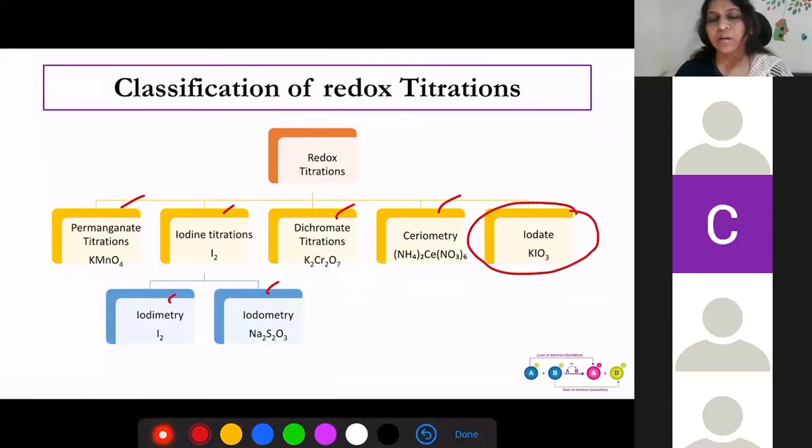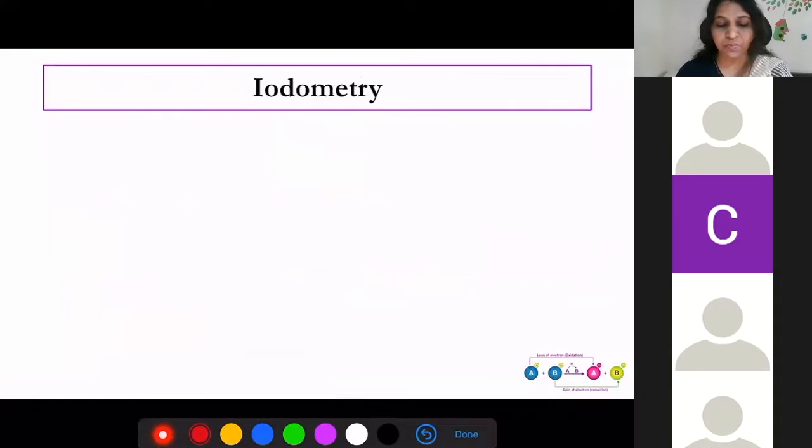This is simple, a very small theory in this. So I want you to pay attention carefully so that you will be able to finish it in the lecture itself. So everyone keep your notebook and pen with you. You have to write down the reactions and the important points. Sorry, this is not iodometry, it is iodate titration.